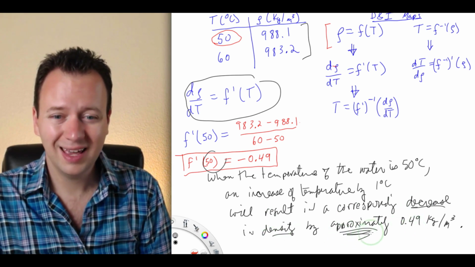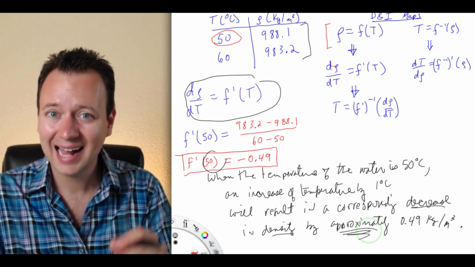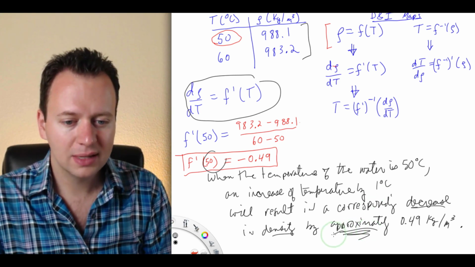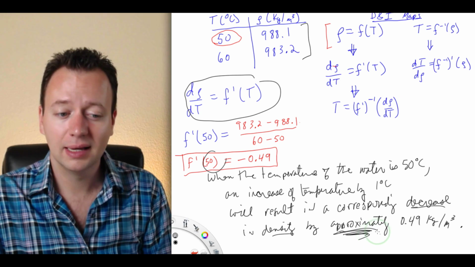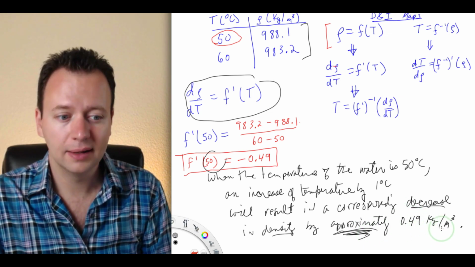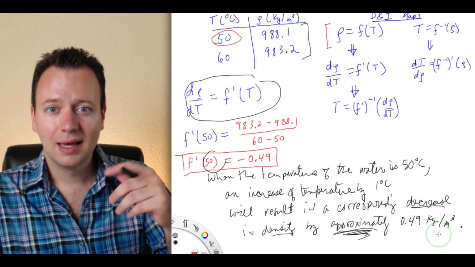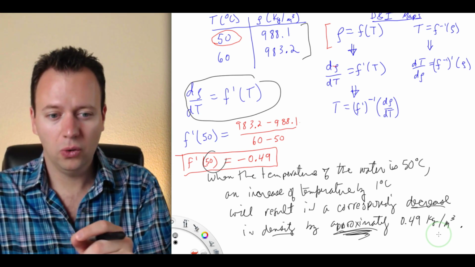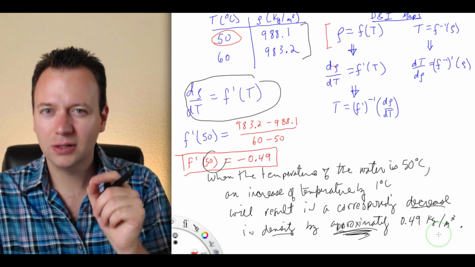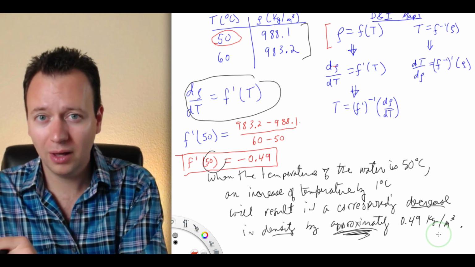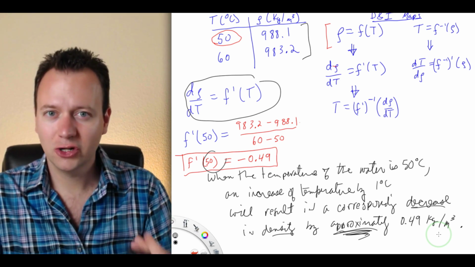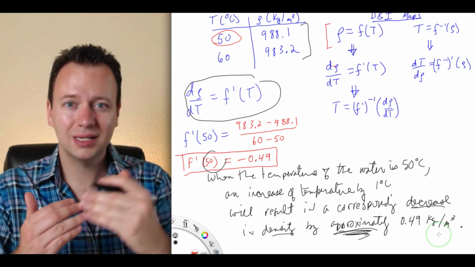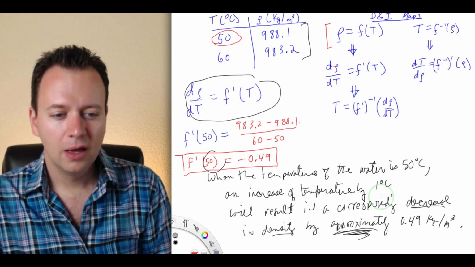I want to say approximately, even if f prime of 50 is exactly equal to minus 0.49. In other words, even if this was an exact value that we obtained, we still want to say that it results in approximately a decrease of 0.49 kilograms per cubic meter, because it's only exact in the limit as the change in temperature goes to 0. So technically, even if the change in temperature was only 0.00001, the corresponding change in density cannot be exactly measured using the derivative, right? It's just in the limit as delta t goes to 0. So it's always an approximation.